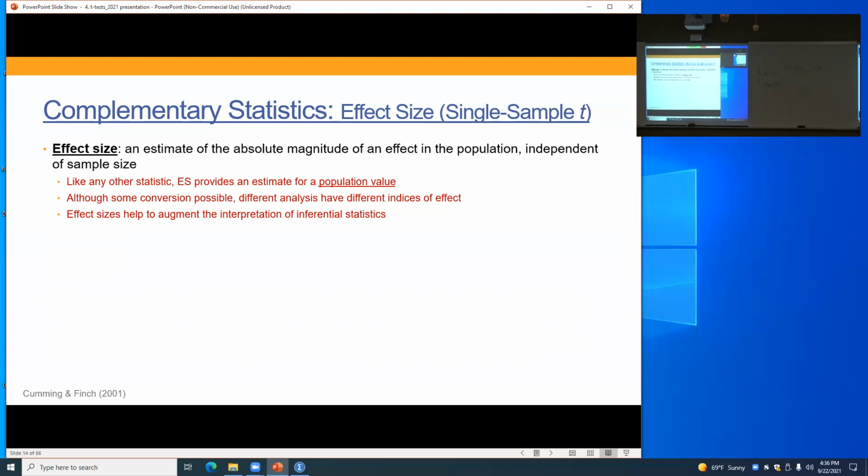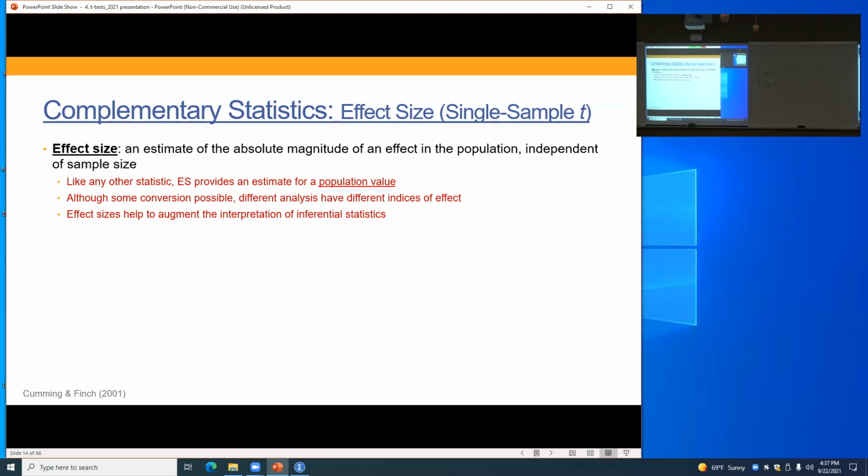My effect size is an estimate. Now the precision of that estimate is going to change. It's going to get more and more precise as my sample gets larger and larger, but it's not calculated as a function of sample size, okay? Like any other statistic, my effect size is an estimate of a population value.